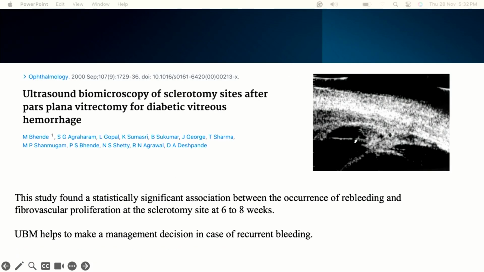So this was a study done here of UBM of sclerotomy sites after pars plana vitrectomy for vitreous hemorrhage. It found a significant association between the occurrence of rebleeding and fibrovascular proliferation at the sclerotomy site at 6 to 8 weeks. So if there is a recurrent vitreous cavity hemorrhage, UBM helps to make a management decision, as fibrovascular proliferation, if present at the sclerotomy site, will need a surgical intervention. Fibrovascular proliferation can be seen as a high reflective stalk of echoes originating at the sclerotomy sites, with radiations in all directions.